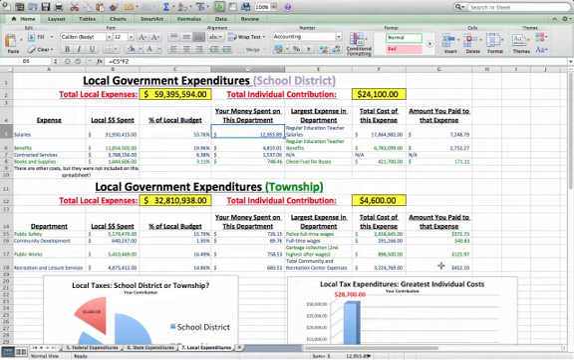So that is an explanation here of our tax spreadsheet. I hope that it is clear to you and you do understand this fully. So good luck with that.